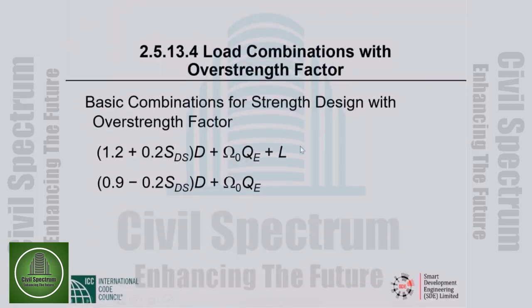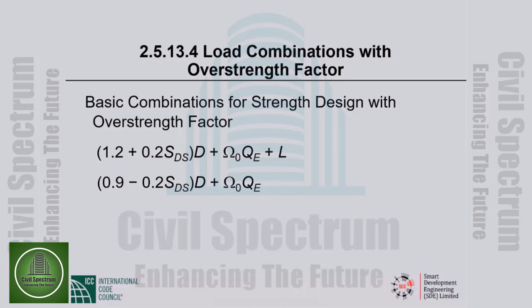These are the load combinations with overstrength factor. This is the additive load combination. This is the counteractive load combination. In regular strength design load combination, ASCE 7-05 uses rho times Q sub E. BNBC uses just Q sub E. In the load combination with overstrength factor, the Q sub E is amplified by the overstrength factor omega sub 0, which is listed in the R values table, table 12.2-1 of ASCE 7.